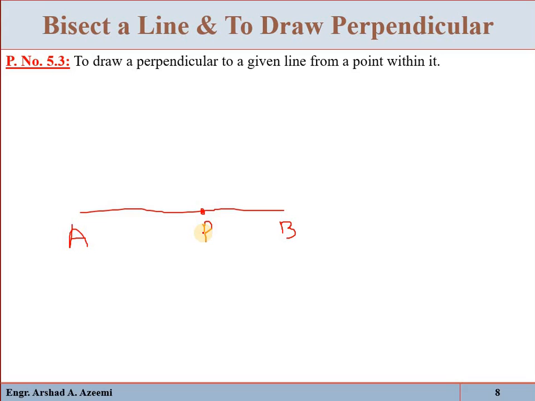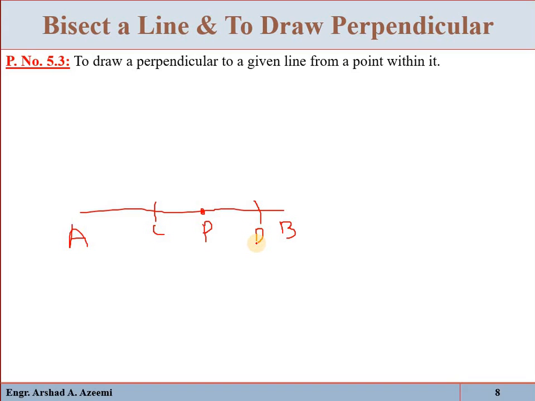Now we have to draw a perpendicular to this AB line which will pass through point P. Remember, when the point is near the middle, with center P and any radius, take a compass and mark an arc on either side. Suppose these are points C and D.